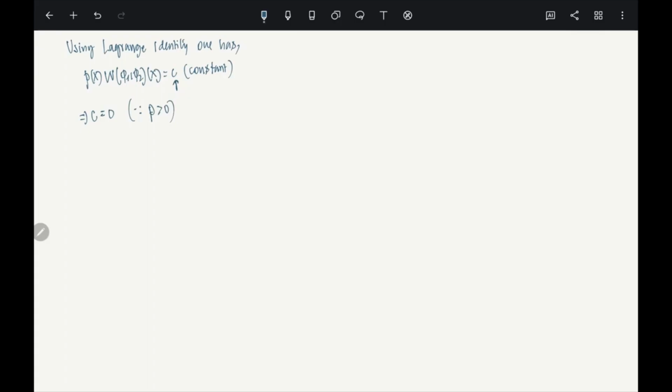Now, if C is 0, what does it imply? It implies that phi1 and phi2 are linearly dependent. I hope this is clear to you. So what do we have for one eigenvalue? If you have two eigenfunctions phi1 and phi2, then phi1 equals C times phi2. That's what it is saying. So the other way of saying it is that the eigenvalues are simple.